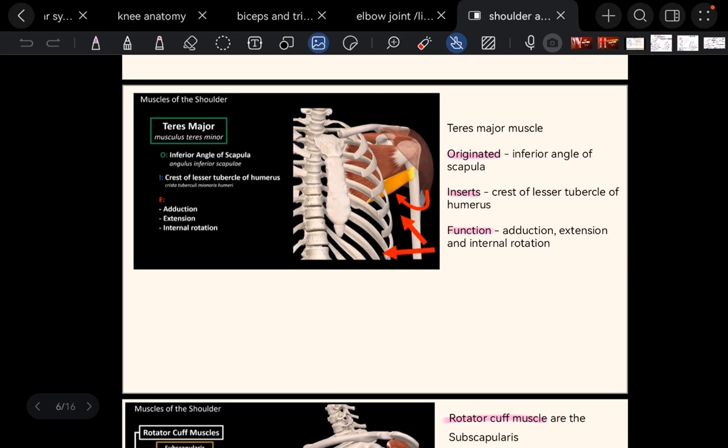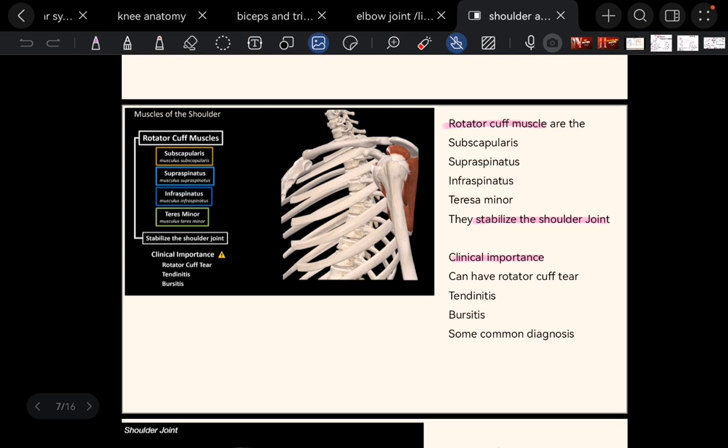Next is the teres major. The teres major originates from the inferior angle of the scapula. It inserts at the crest of the lesser tubercle of the humerus. The function of this muscle is to provide adduction, extension, and internal rotation.